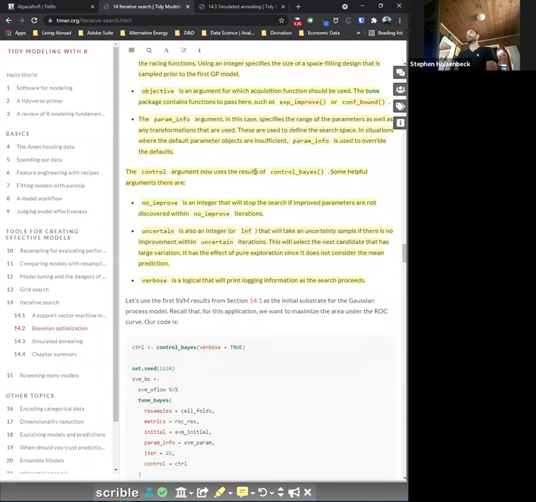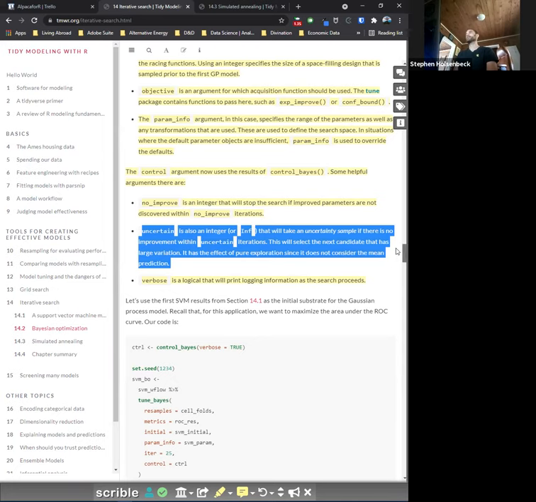And then the control argument now uses the results of control Bayes. Some helpful arguments there: no improvement is an integer that will stop if no improvements are encountered in the number that you give it. So if you put five there, it will stop after five tries. Uncertain will take an uncertainty sample if there is no improvement within uncertain iterations. This will select the next candidate that has large variation. It has the effect of pure exploration since it does not consider the mean prediction.